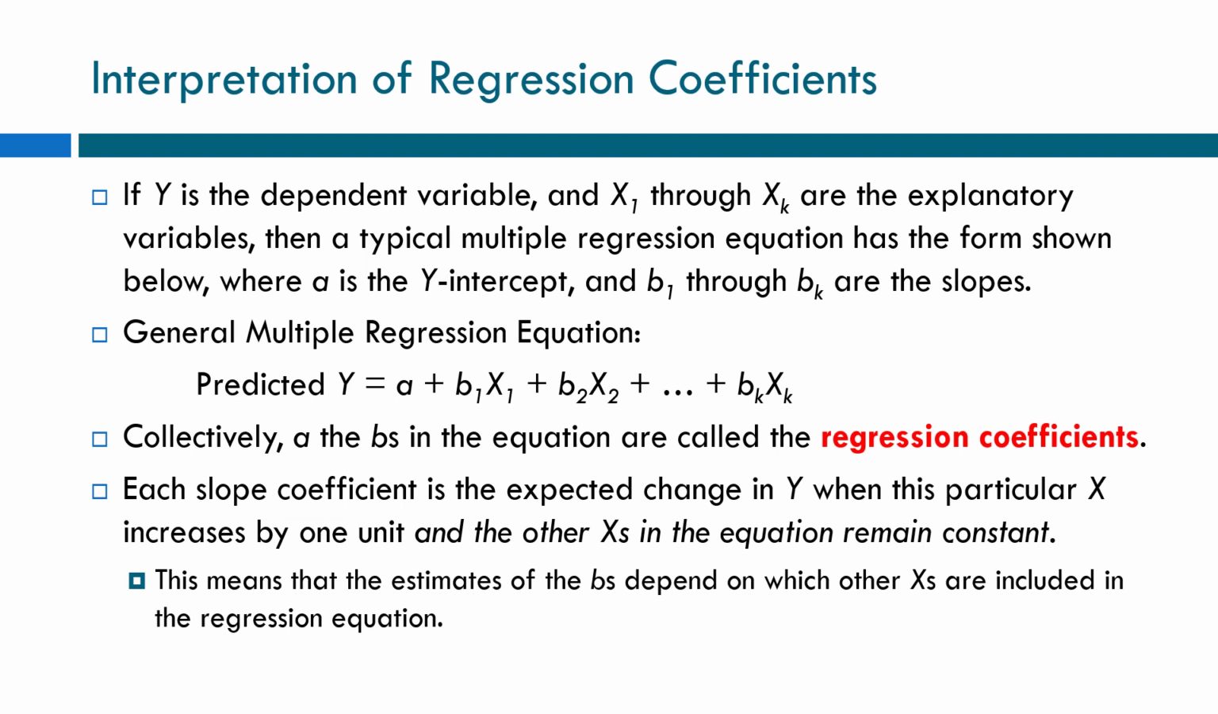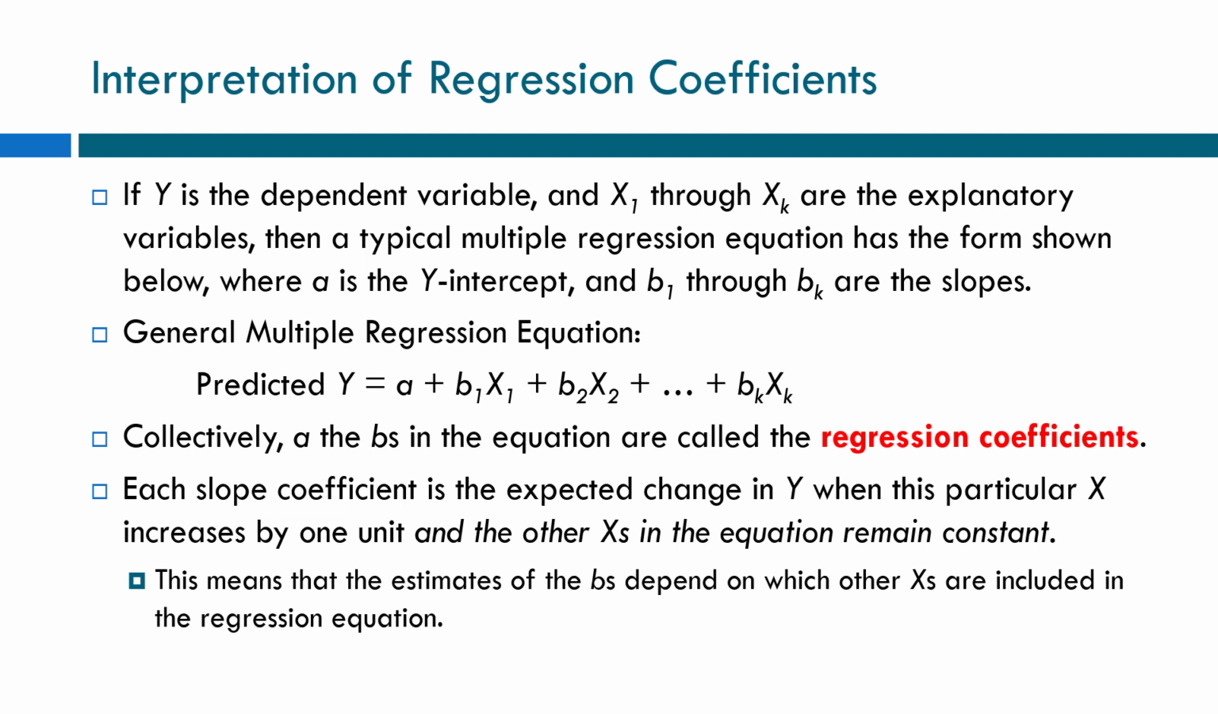Interpretation of regression coefficients. If y is the dependent variable, and x1 through xk are explanatory variables, then a typical multiple regression equation has the form shown below. Your predicted y is equal to a, that's your intercept, plus b1x1 plus b2x2, all the way through to bkxk. The a's and b's in the equation are called your regression coefficients. Each slope coefficient is the expected change in y when this particular x increases by 1 unit and the other x's remain constant. This means that the estimates of the b's depend on which other x's are included in the regression equation.